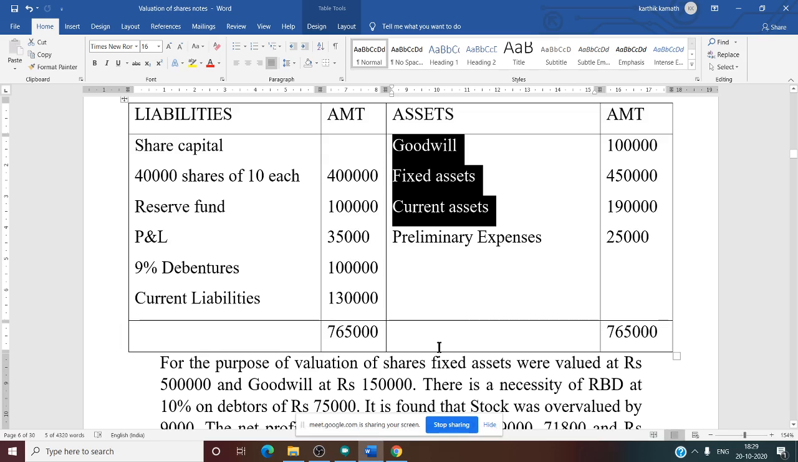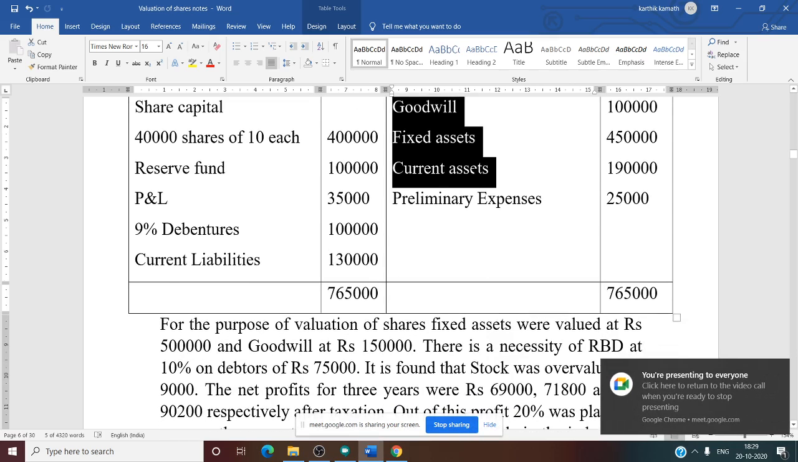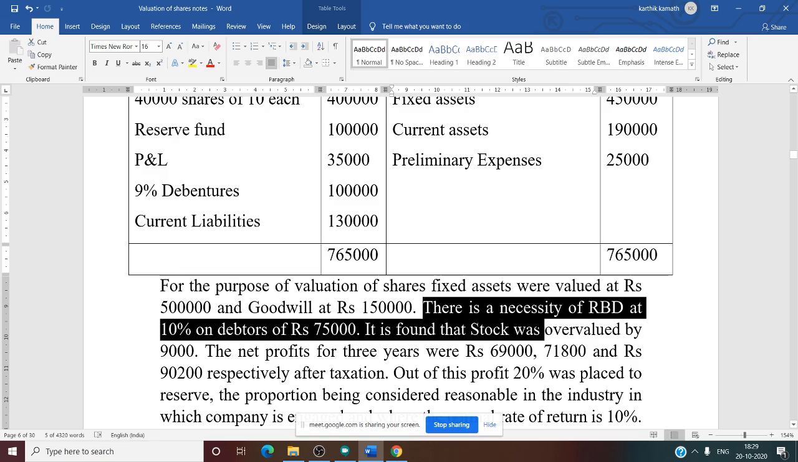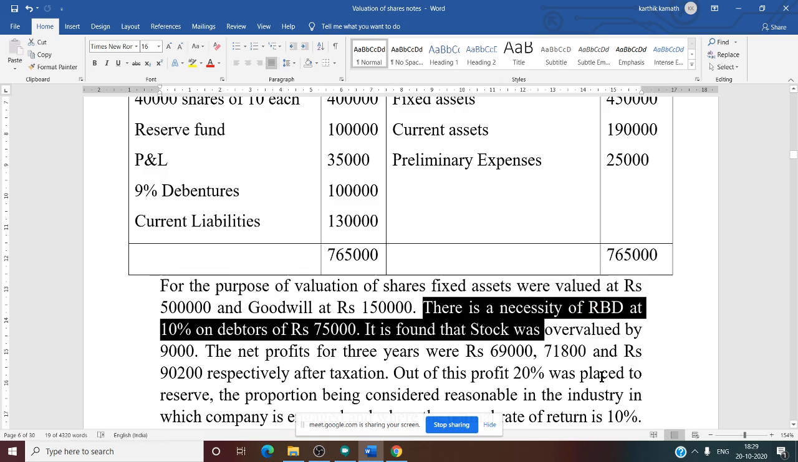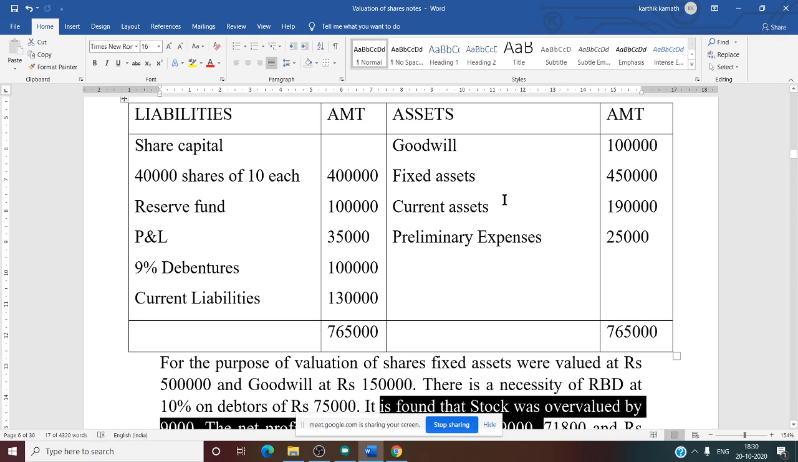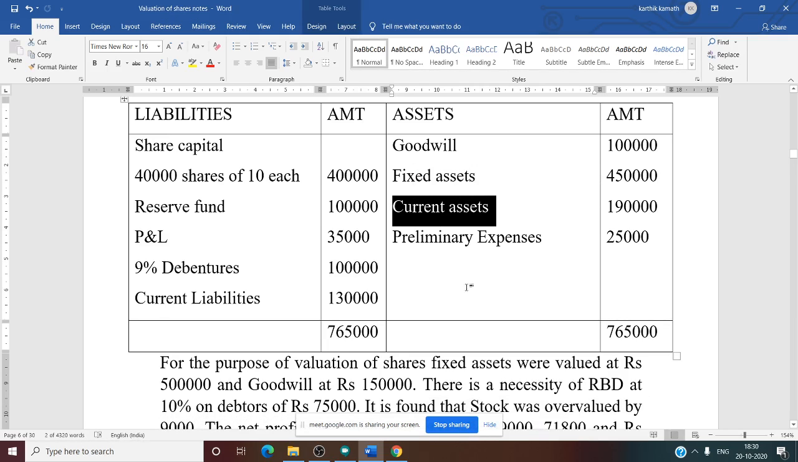Amrita is saying correct. See this, debtor is included in the current asset. So there is an adjustment for debtor. What is that adjustment? You are required to prepare reserve for bad debt on debtors worth 75,000. So on 75,000, if you take 10%, you will get the reserve amount. Next one, stock: it was found that stock was overvalued by 9,000. Again, stock comes in current assets. They have not given it specifically, they have given it generally.